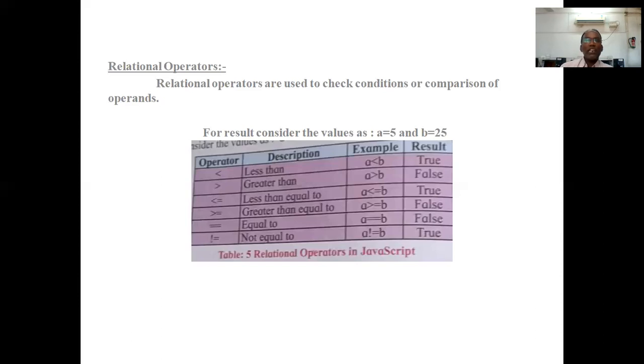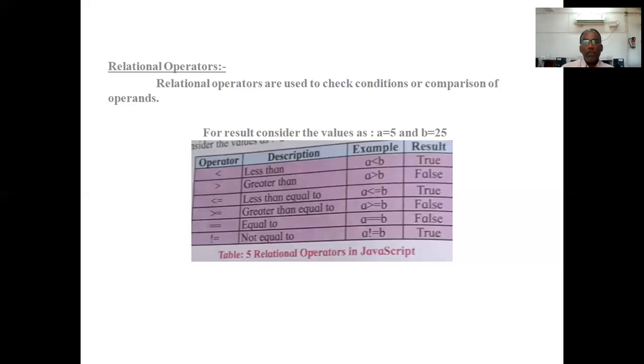The next example is for the greater than relational operator. Example, A is greater than B. Already we have considered A is equal to 5, B is equal to 25. Obviously, A is 5, B is 25. A is not greater than B, 5 is not greater than 25. So the result is false.